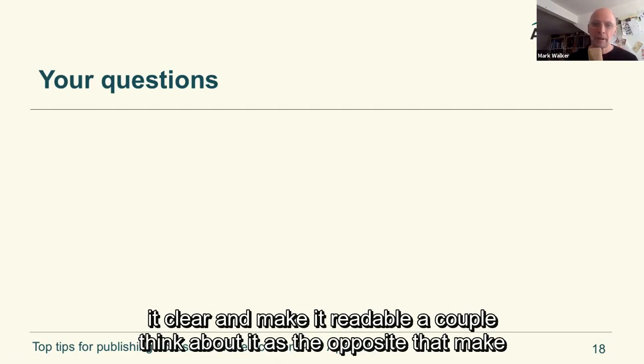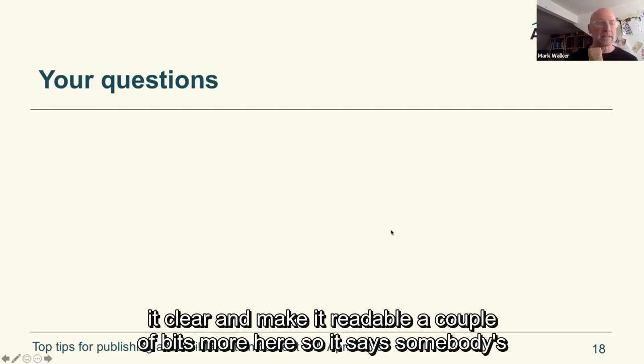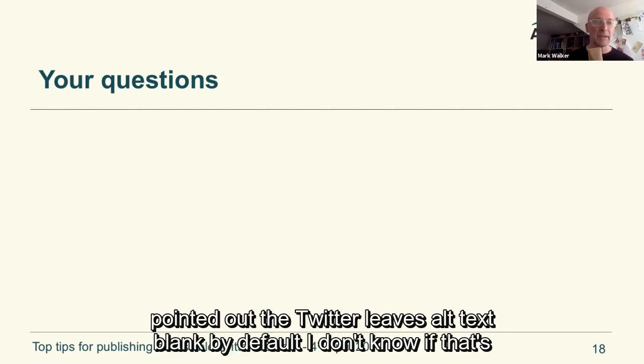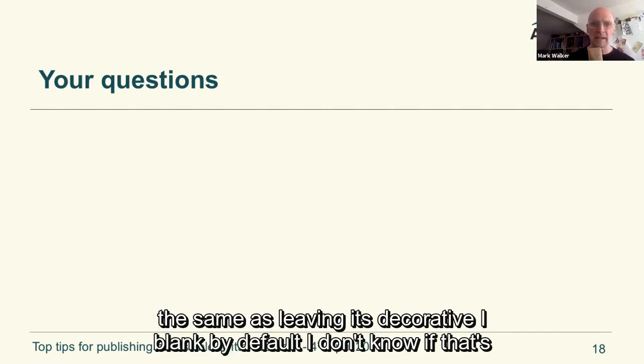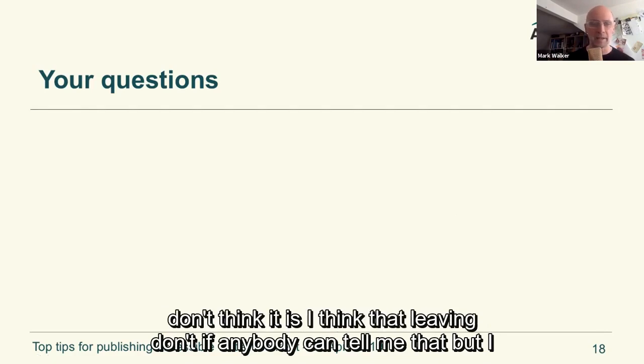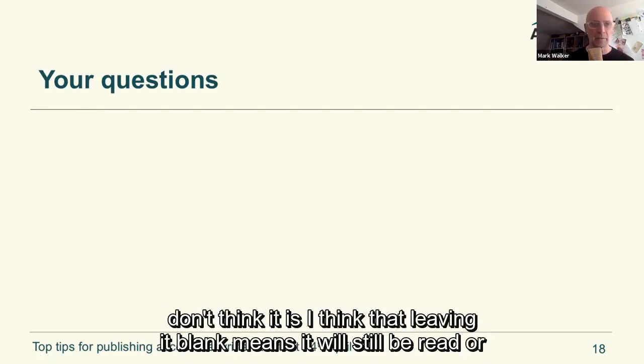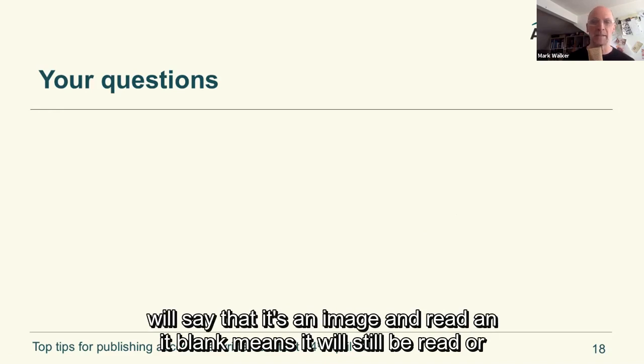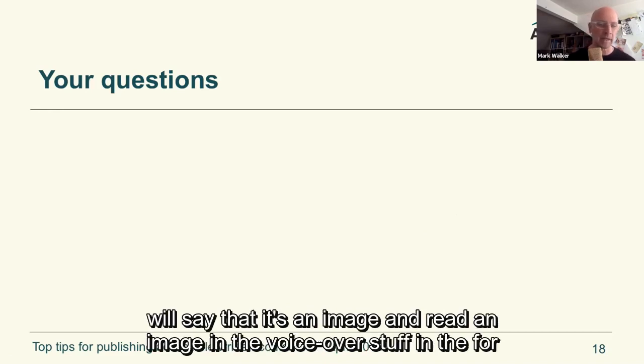A couple of bits more here. Somebody's pointed out that Twitter leaves alt text blank by default. I don't know if that's the same as leaving it as decorative. I don't know if anybody can tell me that, but I don't think it is. I think that leaving it blank means it will still be read, or will say that it's an image, and read out image in the voice over stuff, in JAWS for example.